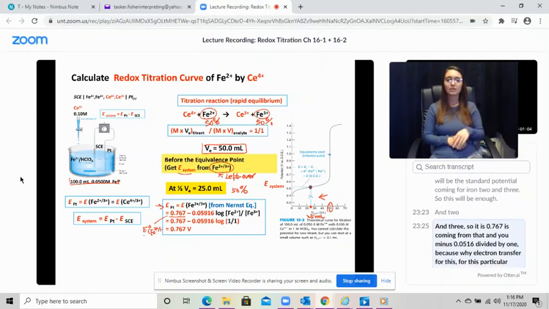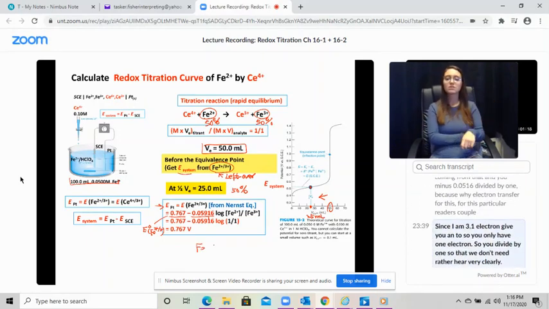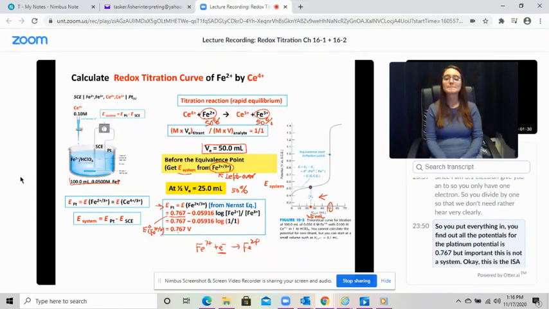So this is 0.767 coming from that. And you minus 0.05916 divided by 1 because there's 1 electron transferred for this particular redox couple, since iron 3 plus 1 electron gives you iron 2. So you only have 1 electron, so you divide by 1. We don't need to write it here very clearly. So you plug everything in, and you find out the platinum potential is 0.767.